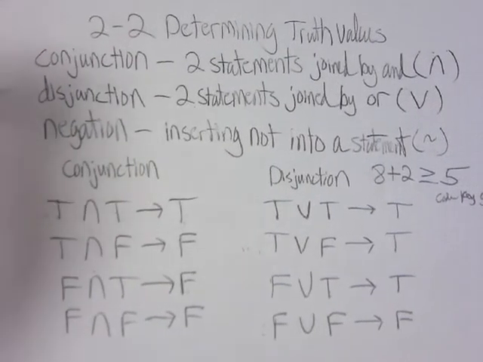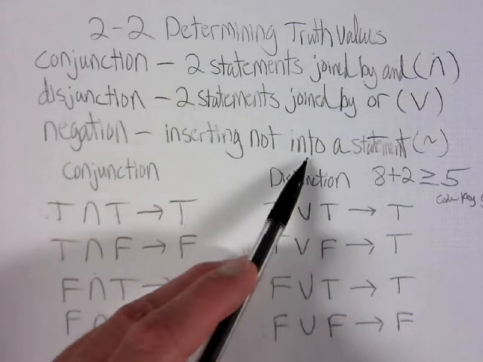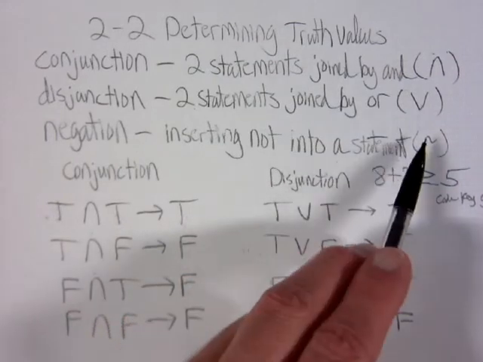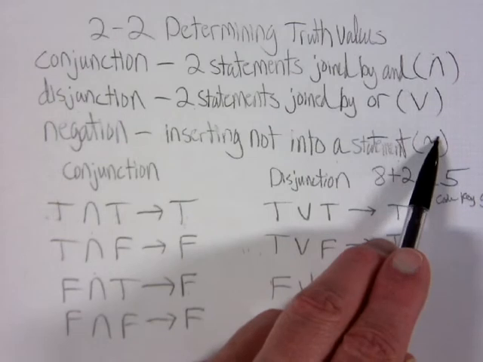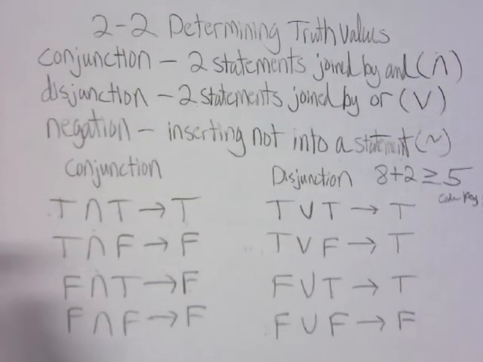Okay, another word, negation. That's formed by inserting not into a statement. And so this is the symbol for the negation, and so it would be just putting not into a statement. So in other words, if the statement is the light is on, the negation of that would be the light is not on. If not is already in the statement, then it's like negative and negative make a positive. So if the original statement is the light is not on, then the negation of that would be the light is on. So really it's just the opposite that would be used to form the negation.